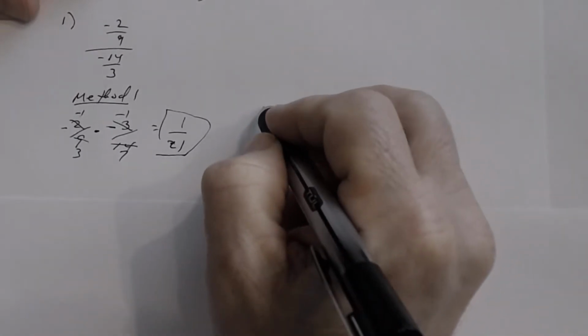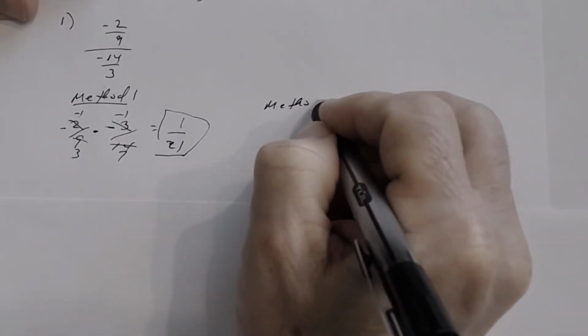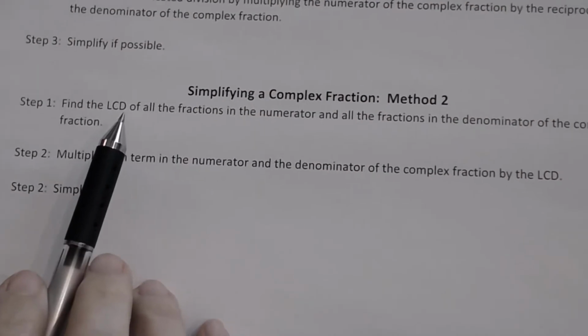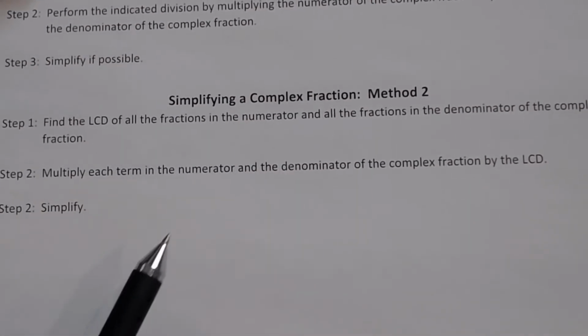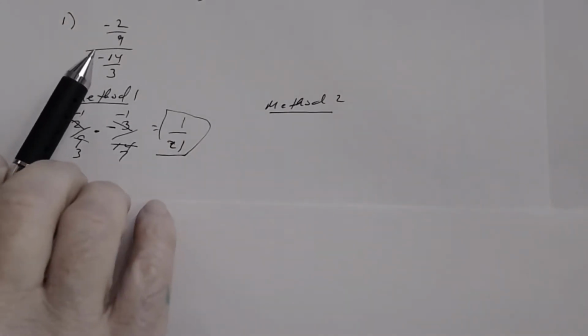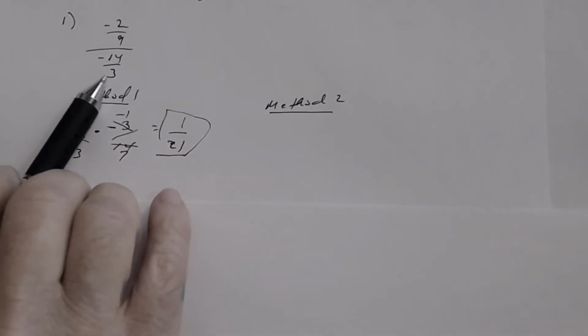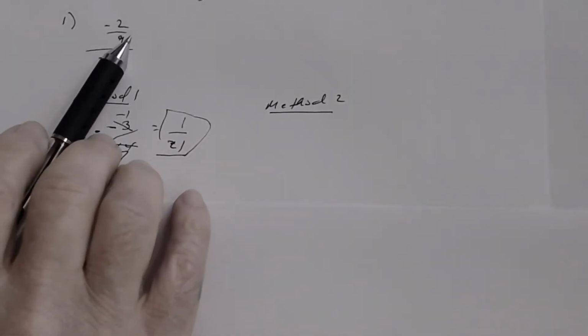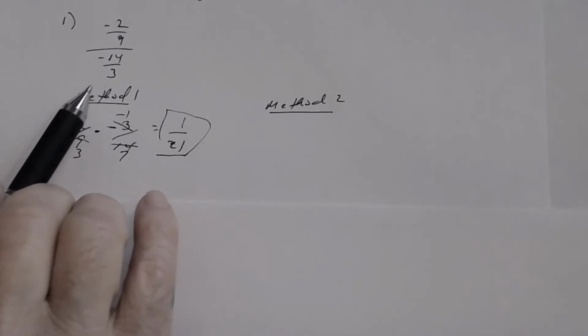Now if I had done method 2, I want to just show you what would happen there. Okay, method 2. So method 2 is where you find the least common denominator of all your fractions in both numerator and denominator. So if I look at the numerator, I only see one denominator, which is 9. And if I look at the denominator, the denominator of that fraction is 3. So the LCD is 3.